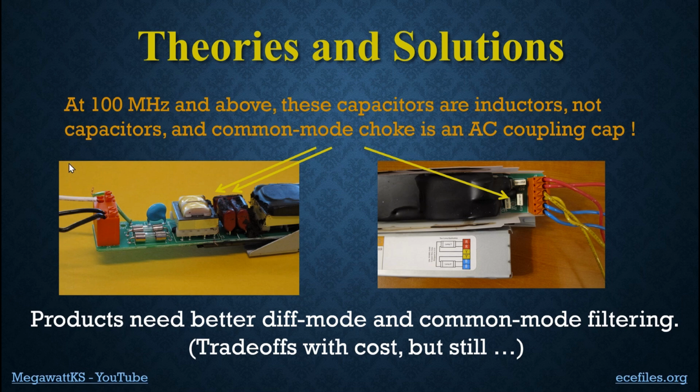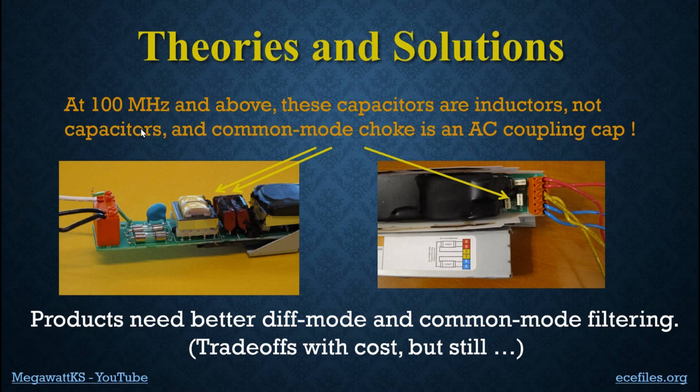And here's a look at some of the circuitry inside that ballast and why I think this is not really choking off any of the common mode stuff that's causing us problems. At 100 megahertz and above, these are giant capacitors, and this is a really big common mode choke. So yeah, these things are designed to pass rules that limit radiation up through 30 megahertz.